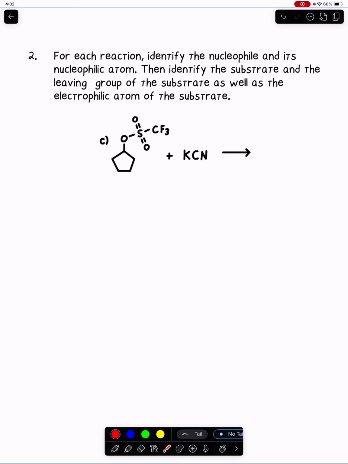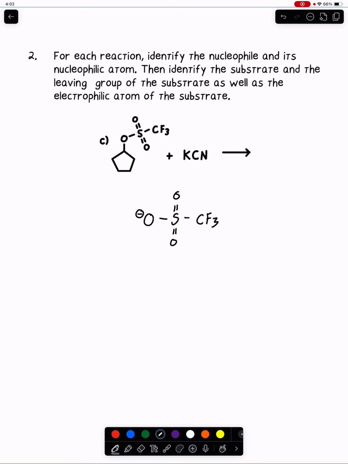This one might not be as obvious, but what about this oxygen right here? It's bonded to a carbon. That carbon could potentially be the electrophilic carbon that gets attacked, but that would mean that this oxygen is the leaving group, which would make this whole thing the leaving group. So let me draw that out. If that was to act as the leaving group, there's that oxygen. It's bonded to a sulfur, which is double bonded to two oxygens.